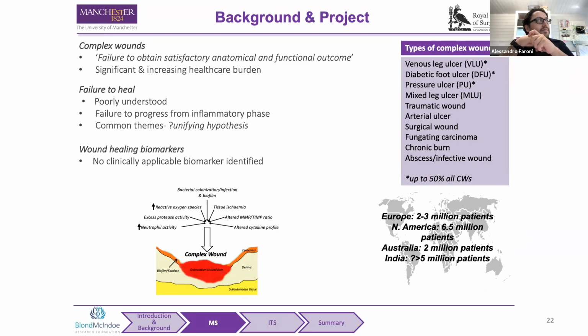By way of background, my research focuses on complex wounds, which are those which, despite best medical care, fail to reach a healed state. Such wounds are increasingly common, accounting for over 5% of the NHS budget, and affect millions of people both in the UK and indeed around the world. Whilst we understand why wounds heal quite well, we have less understanding about why wounds fail to heal. All wounds, however, share a number of pathophysiological features such as excess neutrophil and protease activity, failure to progress from inflammation to proliferation, and an altered cytokine profile. These shared features suggest a potential shared molecular basis. However, despite much research, no clinically applicable biomarker for healing or failure to heal has been identified and put into practice thus far.